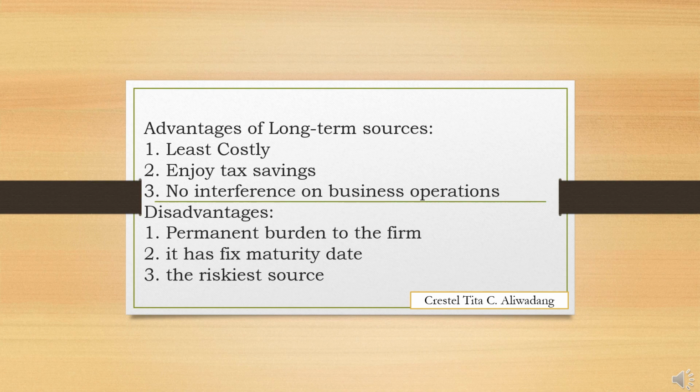And lastly, no interference in business operations. The main advantage of long-term sources of finance is that creditors have no right to interfere in the operations of the business. While the disadvantages are: number 1, permanent burden to the firm. Long-term debt makes a permanent burden for the company by paying the interest rates for a long time.